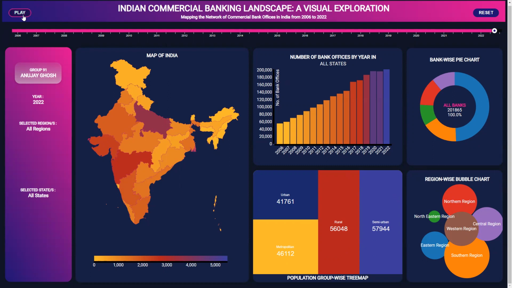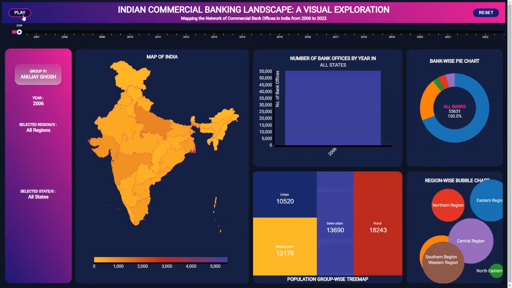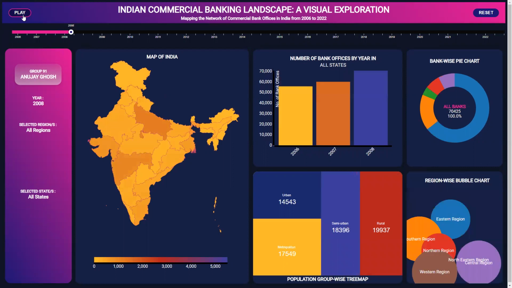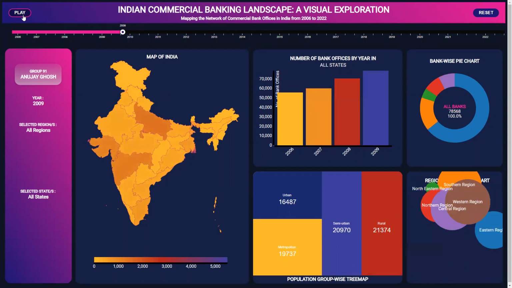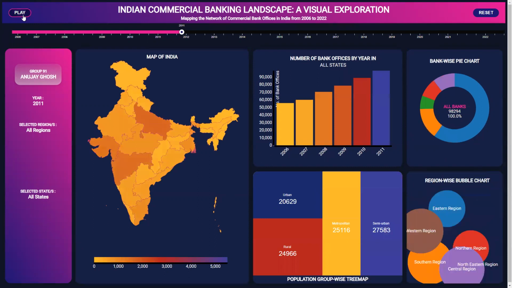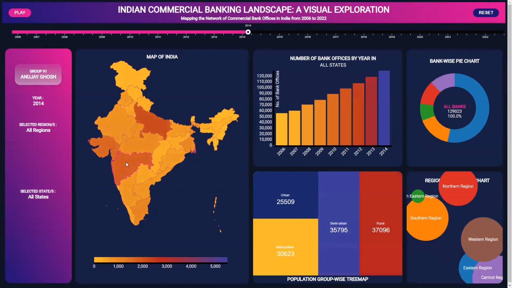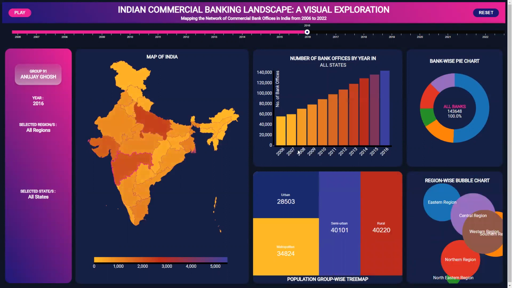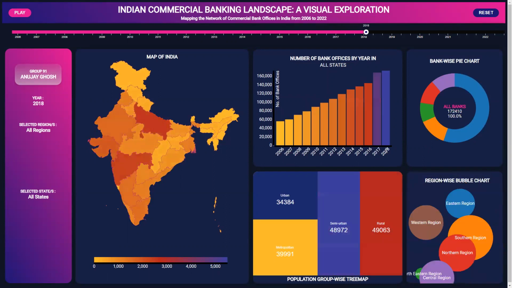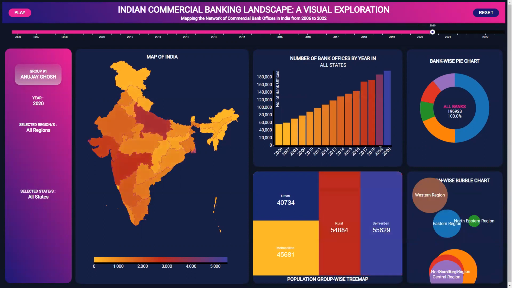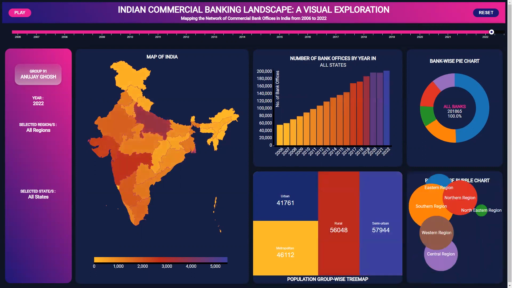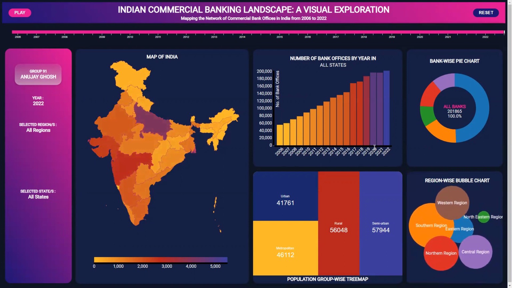If I press the play button here, it'll go from the first quarter available to the last quarter, so 2006 to 2022, and you can see the changes. The states here are getting darker as time passes and years are being added. So 2017 has a higher number of banks and 2018 has higher than 2017. 19 is higher than 18. 2020 and 2021 both have a similar number of banks, so there's been a stagnancy for these 2 years. And in 2022, again, there has been a slight increase.